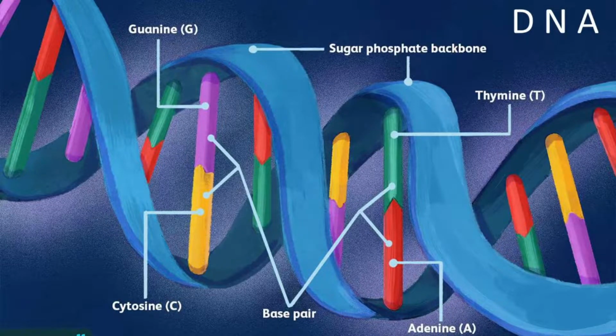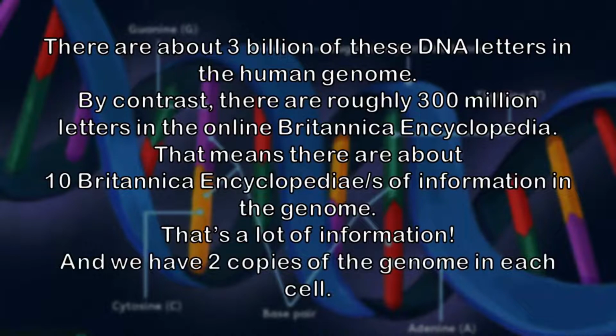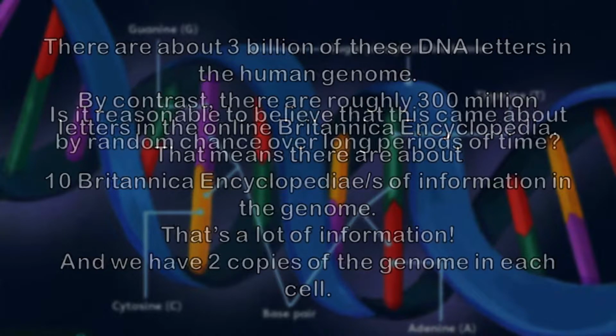I thought we'd compare that to something. There are about 3 billion of these DNA letters in the human genome. By contrast, there are roughly 300 million letters, which is 1/10 as many, in the online Britannica Encyclopedia. That means there are about 10 Britannica encyclopedias of information in the genome, and that's just a lot of information. And we have 2 copies of the genome in each cell, all crammed in. It's just hard to believe.